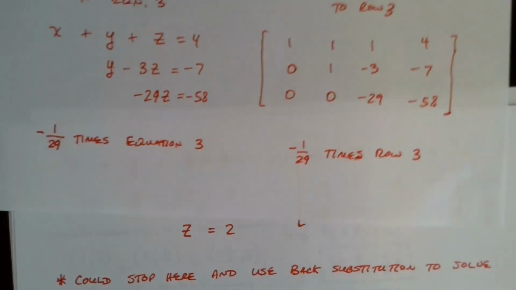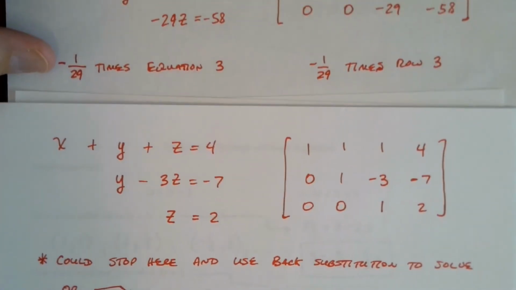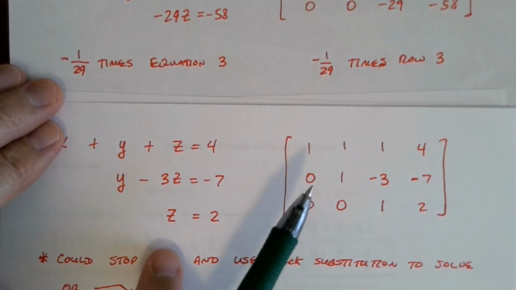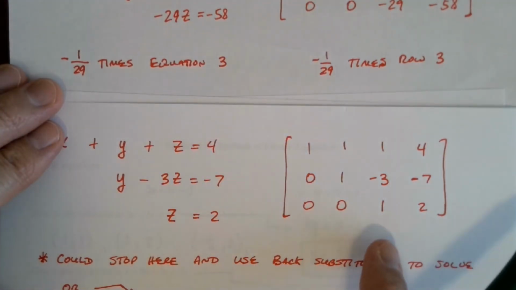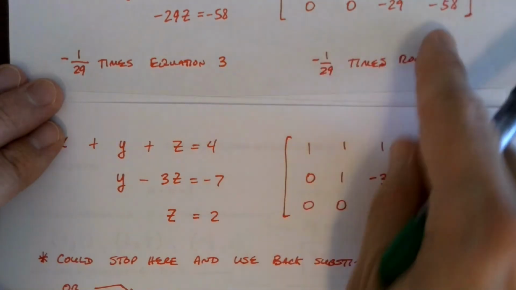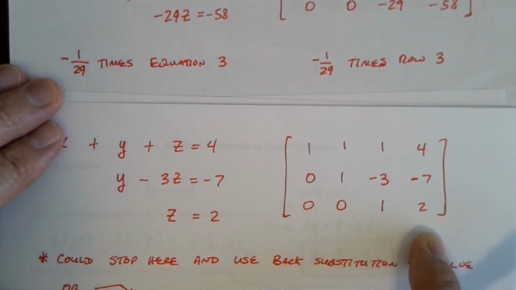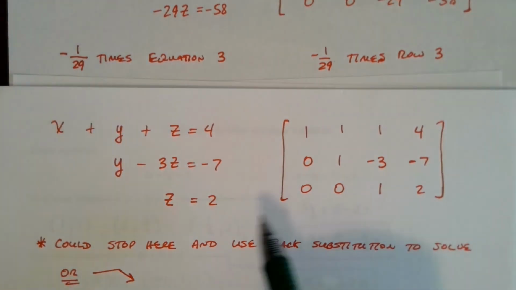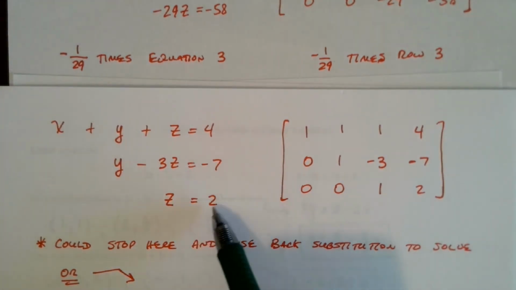And when I do that, when I multiply that last equation by negative 129, of course I get z is equal to 2, and negative 129 times row 3 gives me this new row. At this point I could stop now, notice, and I could solve the system by back substitution, because I know z is 2.